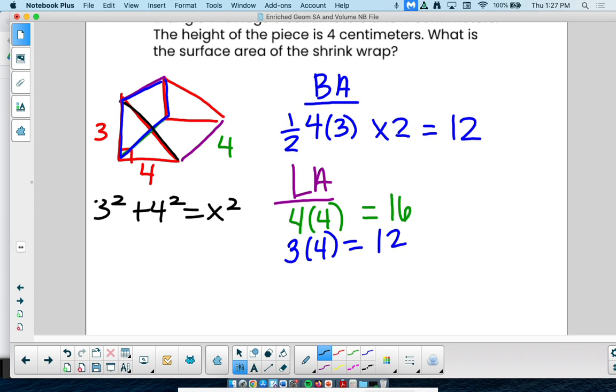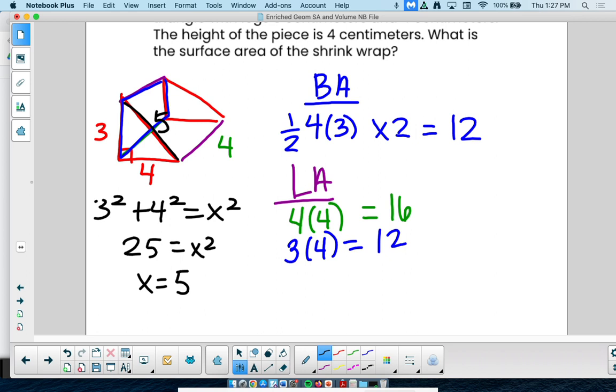But you guys, be smart. Just type this in your calculator just like this. Don't do every step. Use your calculator. 3 squared plus 4 squared is 25. Square root of 25 is 5. So what are the dimensions of this slanted rectangle?